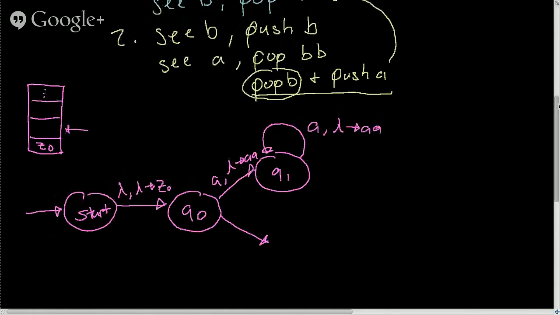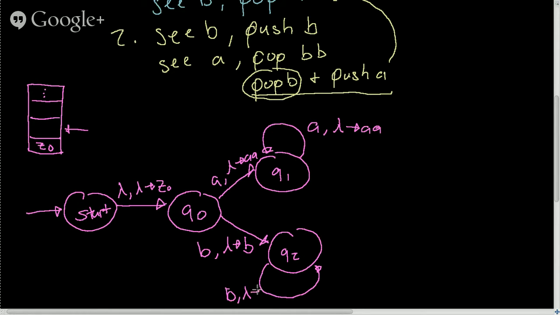And then our other starting case was if we see a B. So if we see a B, then we want lambda to go to B. And that's going to be Q2. And again, we can do that as many times as we want here. B, lambda goes to B.